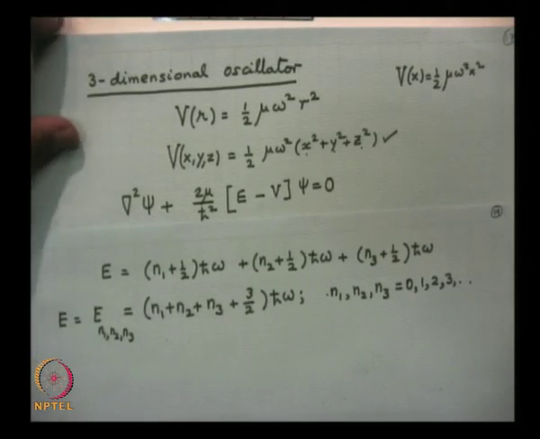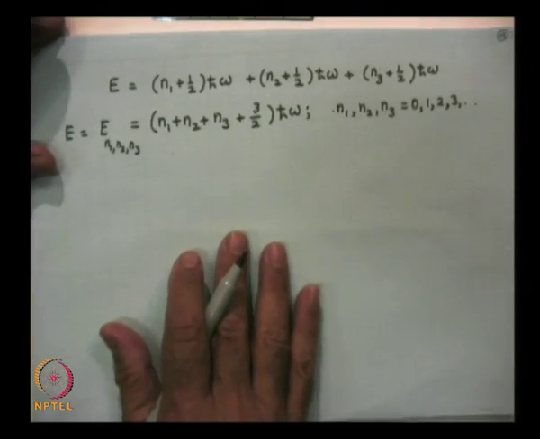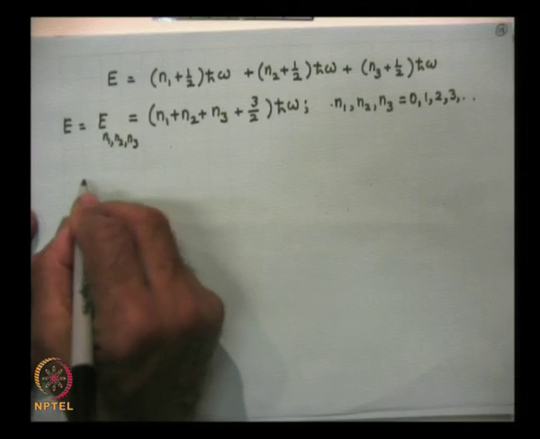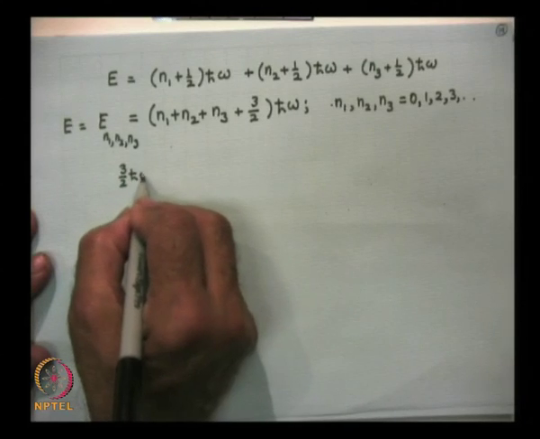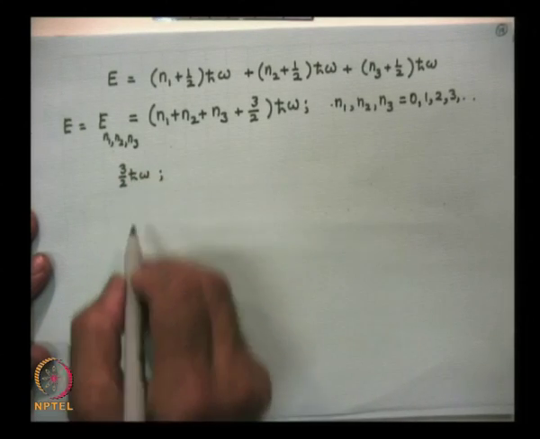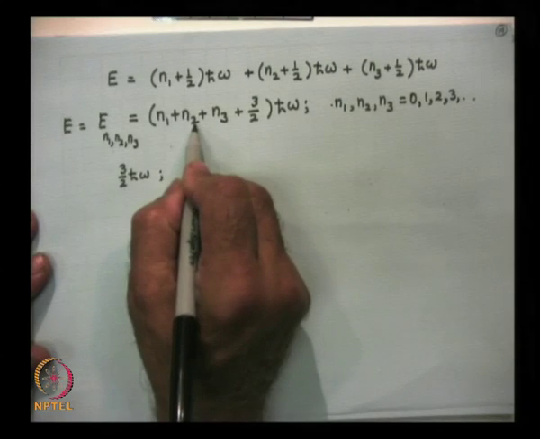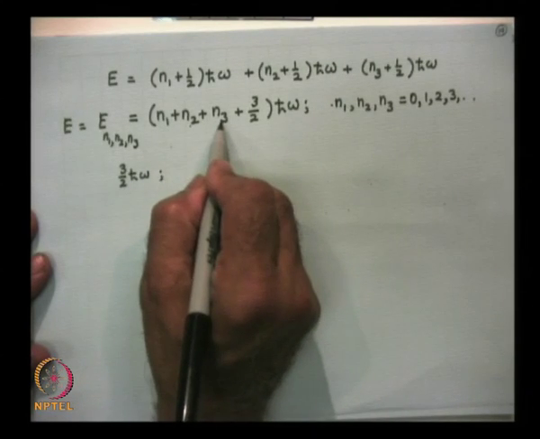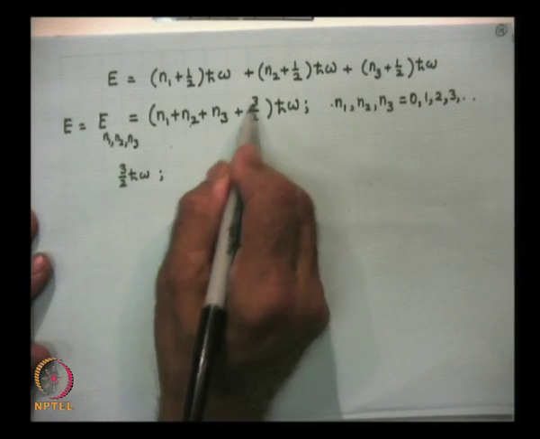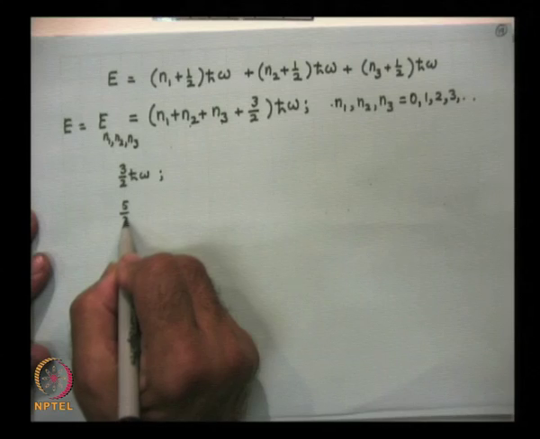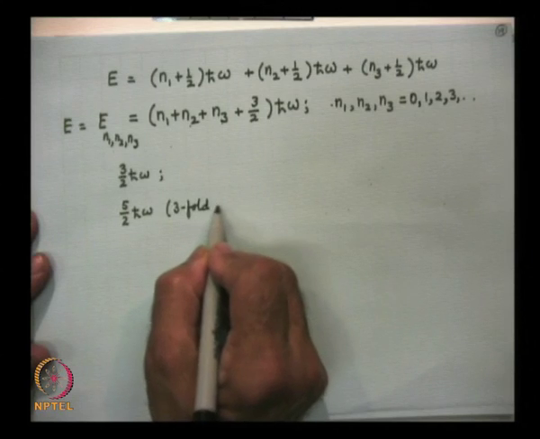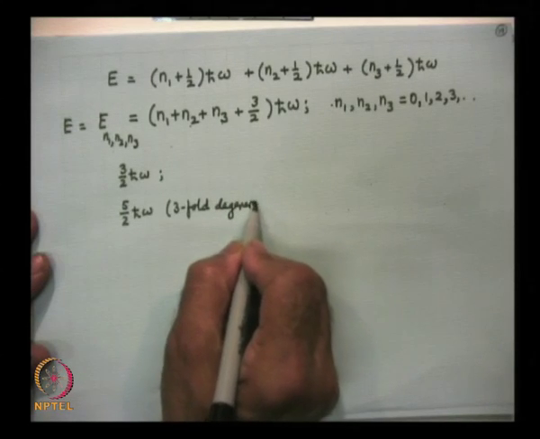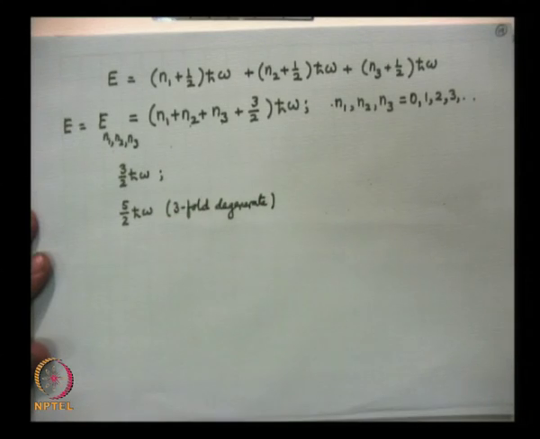And one can now see that the ground state energy eigenvalue will be 0, 0, 0. So, 3 by 2 h cross omega. The first excited state will be either 1, 0, 0 or 0, 1, 0 or 0, 0, 1. So, 1 plus 3 by 2 is 5 by 2 h cross omega, and this will be 3-fold degenerate. There will be 3 independent eigenfunctions corresponding to this.